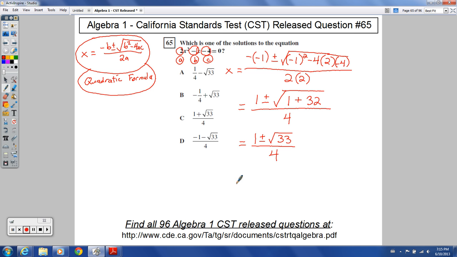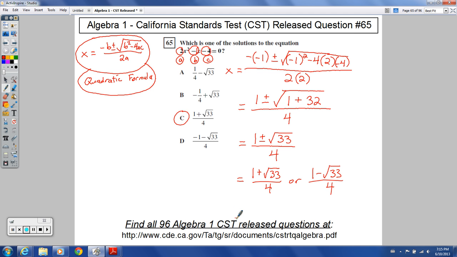And so you have two options. You have 1 plus the square root of 33 over 4, or 1 minus the square root of 33 over 4. Now let's look at our answer choices. Which one does that match up with? It looks like definitely choice C.